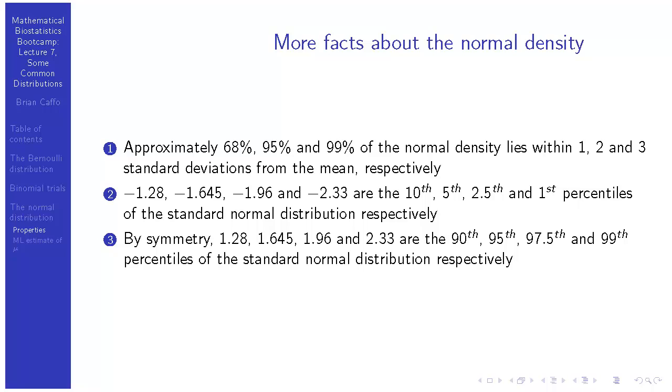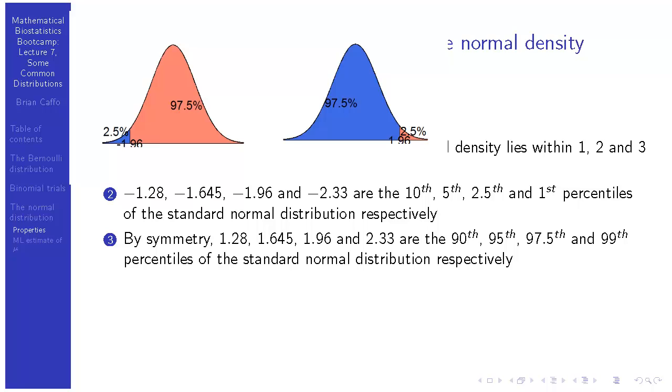And then there's certain quantiles of the normal distribution that are kind of common to have memorized. So negative 1.28, negative 1.645, negative 1.96, and negative 2.33 are the 10th, 5th, 2.5th, and 1st percentiles of the standard normal distribution. And then again, by symmetry, if we just flip it around, right? If negative 1.28 is the 10th percentile, then 1.28 has to be the 90th percentile. So by symmetry, 1.28, 1.645, 1.96, 2.33 are the 90th, 95th, 97.5th, and 99th percentile of the standard normal distribution.